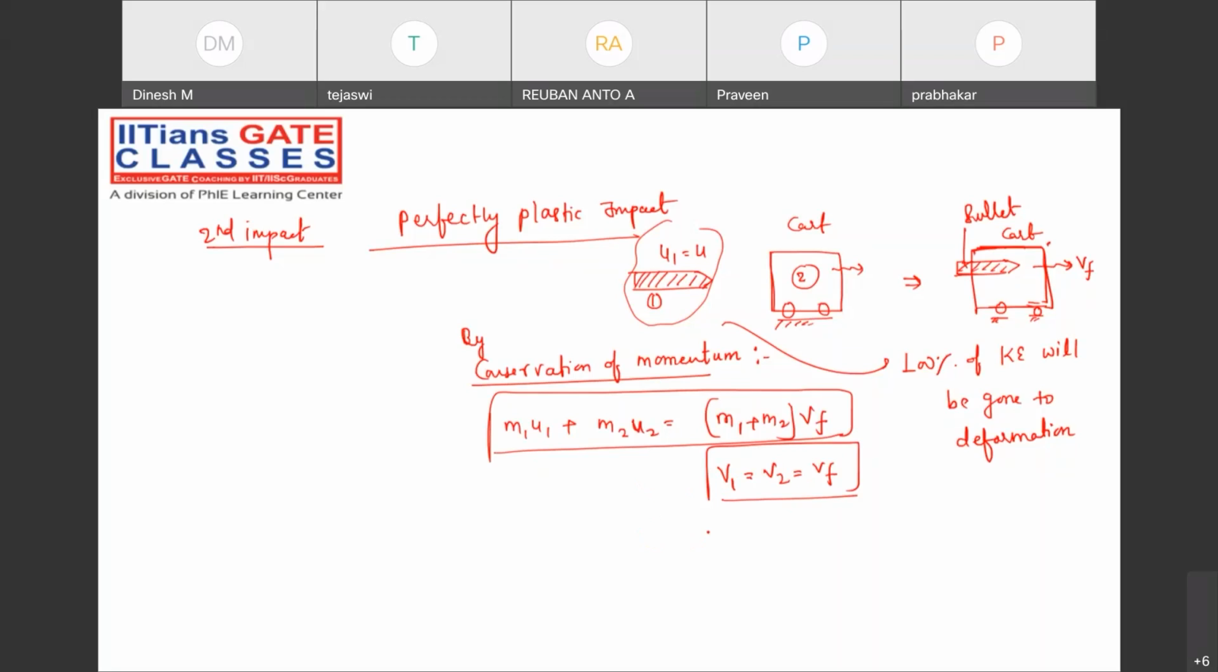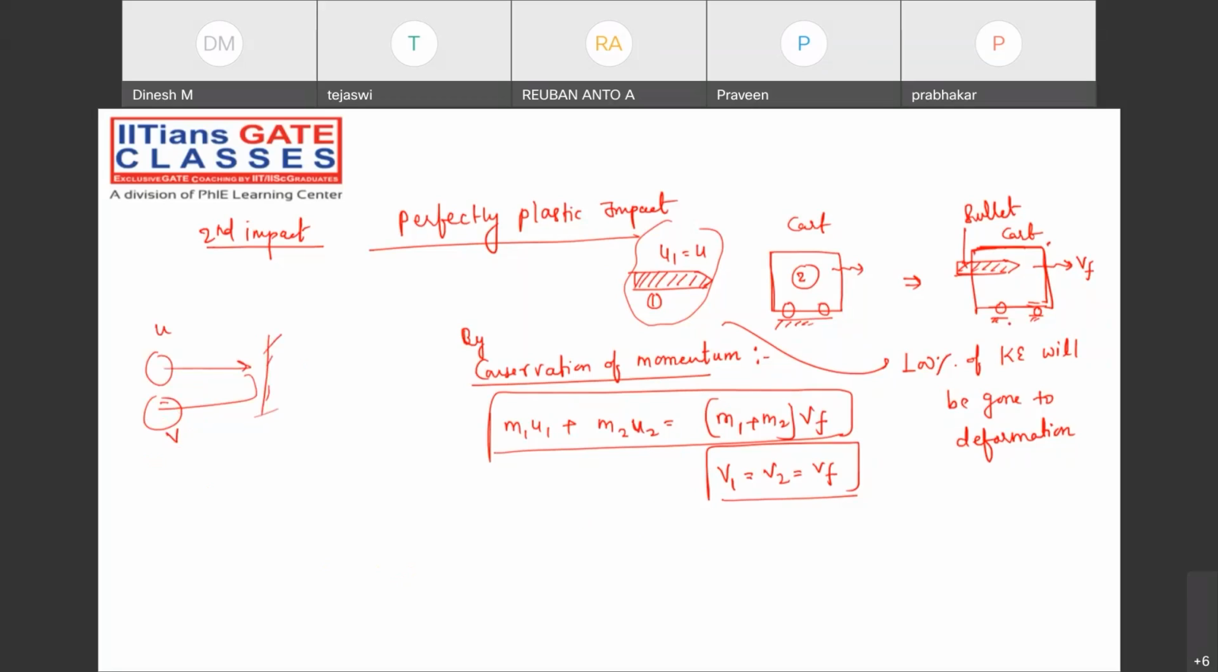Please check it out. When the bullet and cart are embedded in each other, they cannot have separate velocity. See, before elastic impact, the ball is just impacting with the wall. It is coming out from the wall. After impacting, it is bouncing back. So whatever the initial velocity is, that is the final velocity for this particular ball. But here the situation is different.